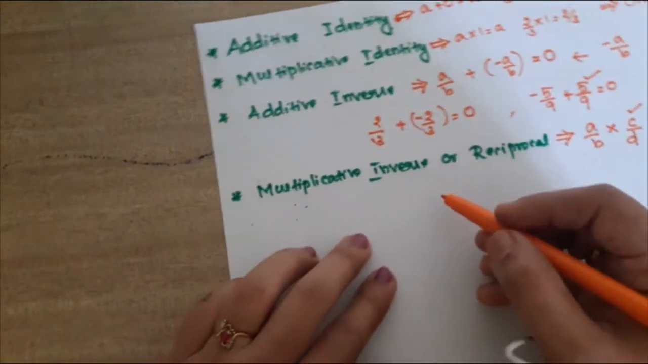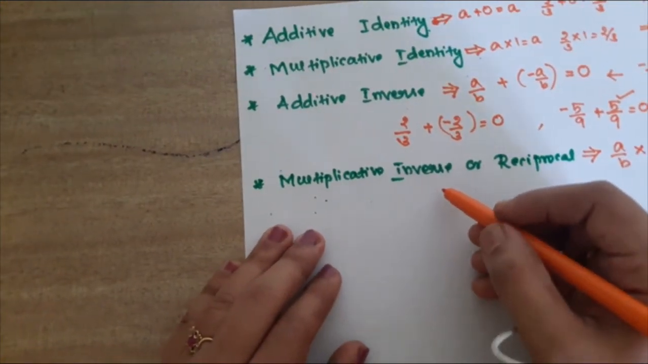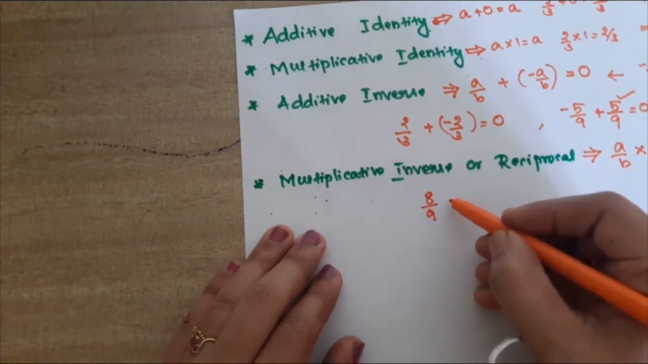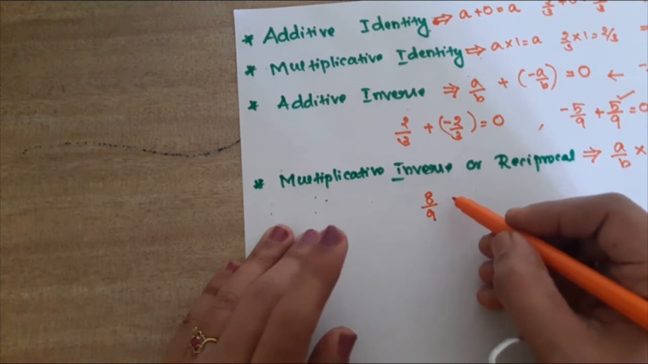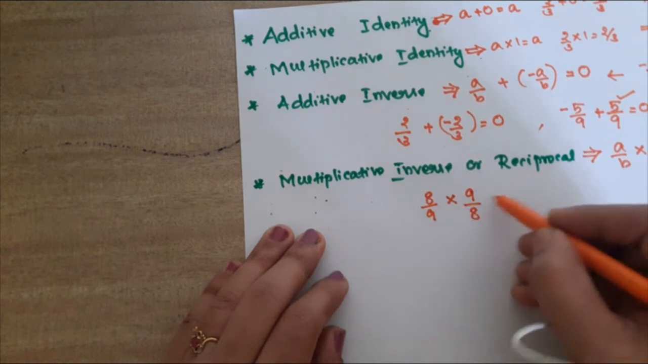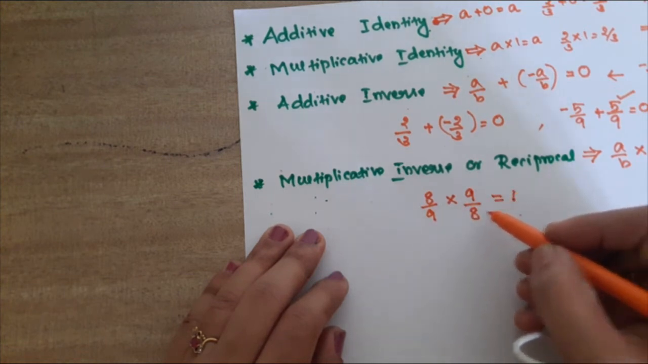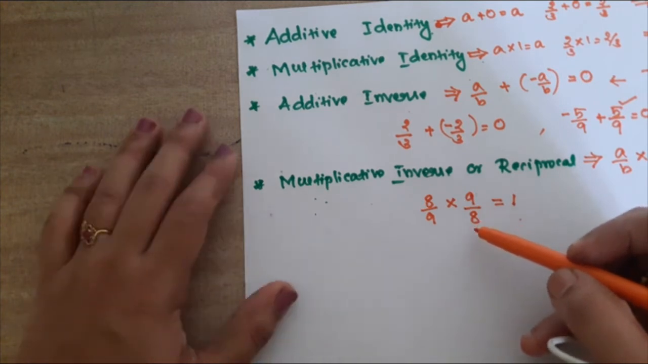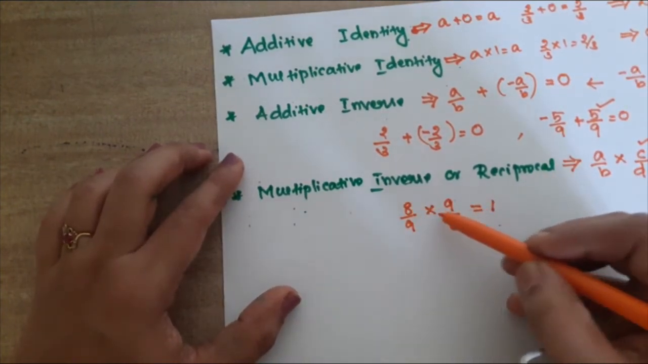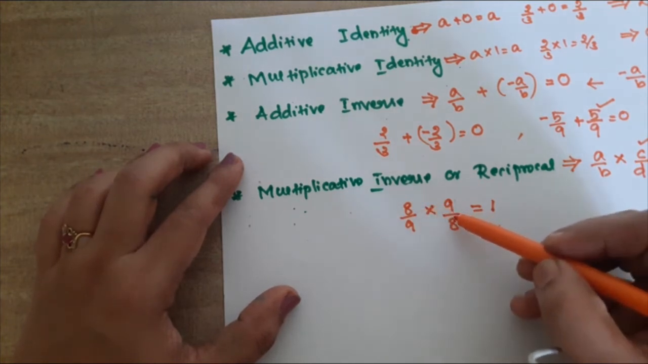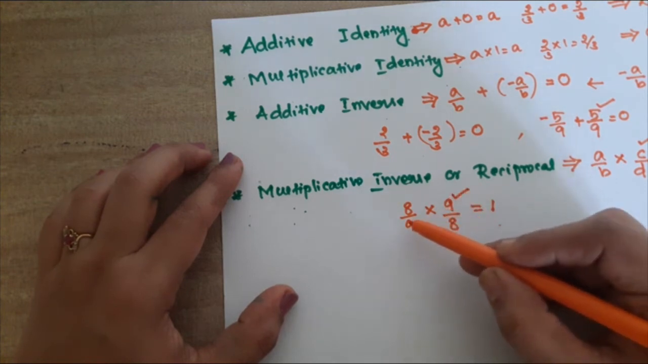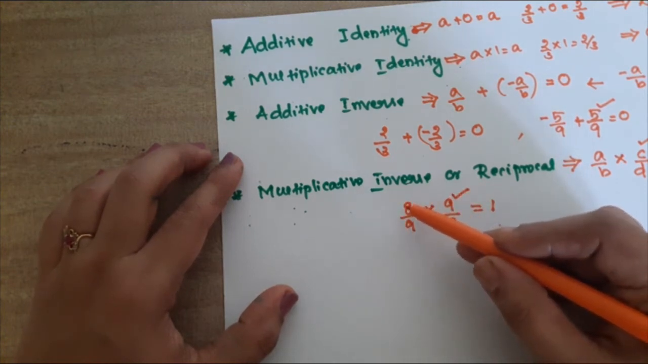For example, taking 8 by 9. How do you get 1 as the answer? Multiplying 9 by 8 with this gives the number 1. That is, for getting the multiplicative inverse, you should multiply the reciprocal of the number with the number, then you will get 1. So this number is the multiplicative inverse of 8 by 9.